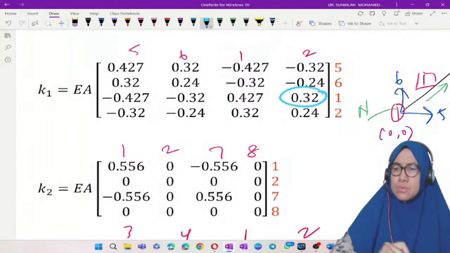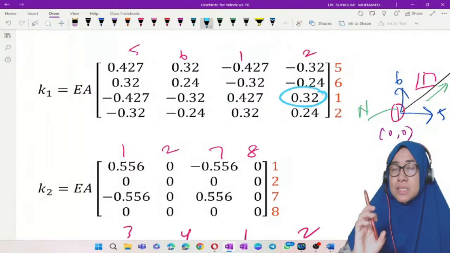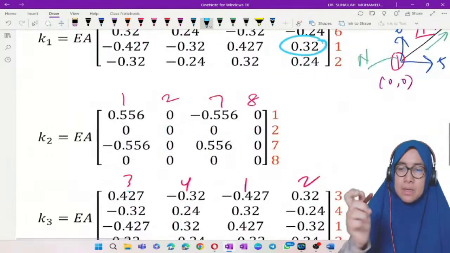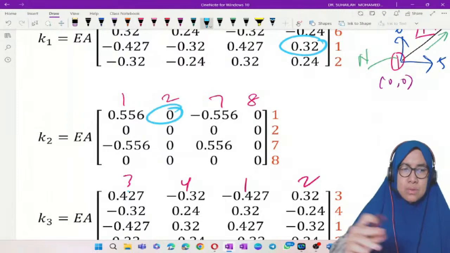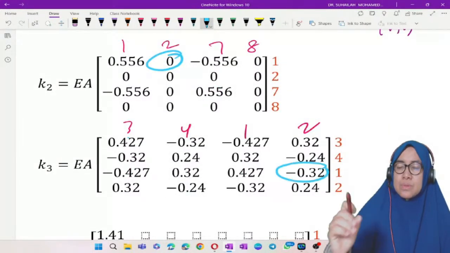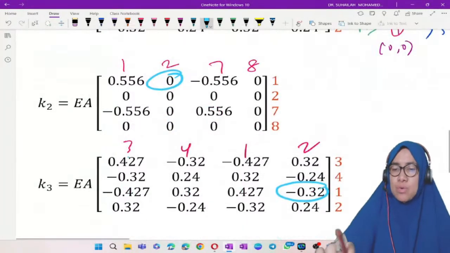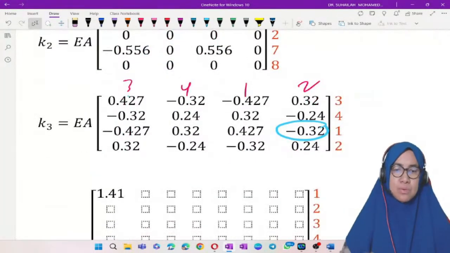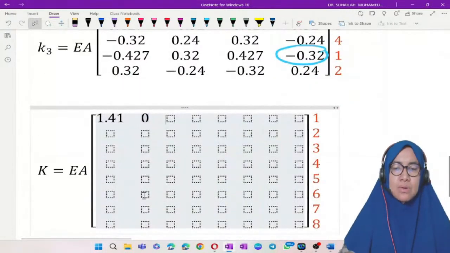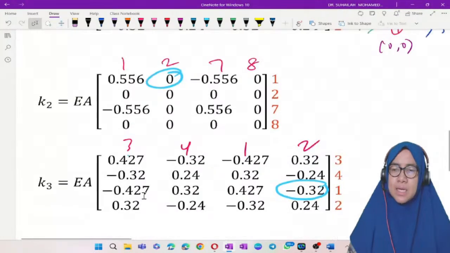1,2 and 2,1 are the same. 1,2 is 0. So the answer is 0. Okay, next is 1,3.